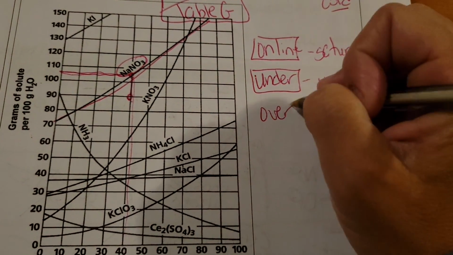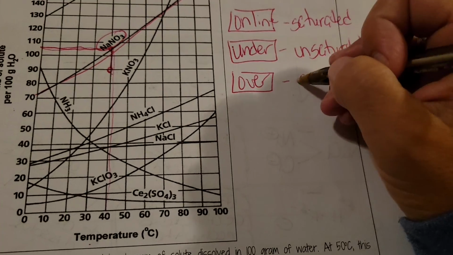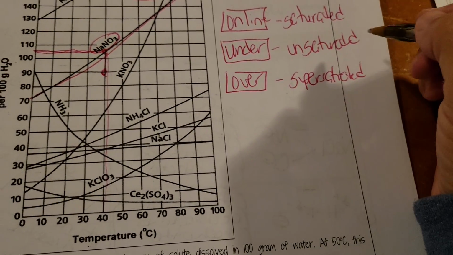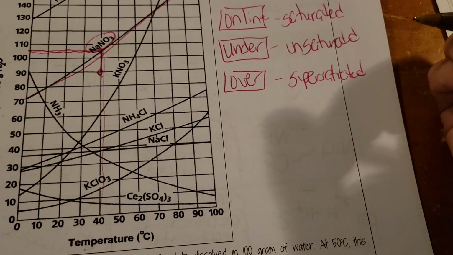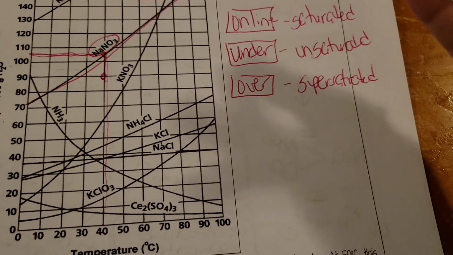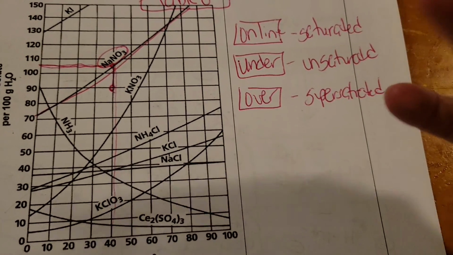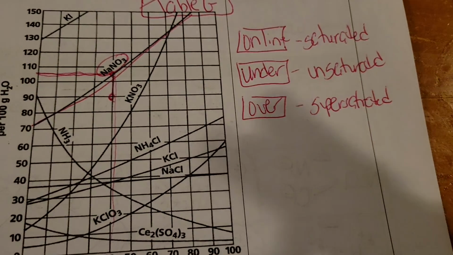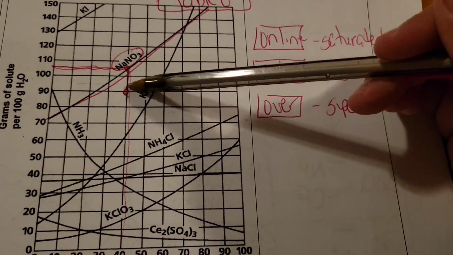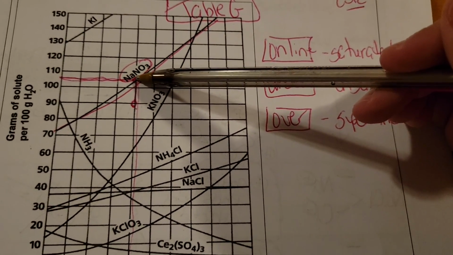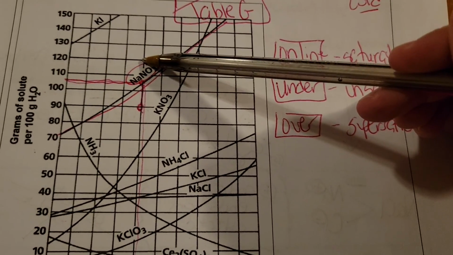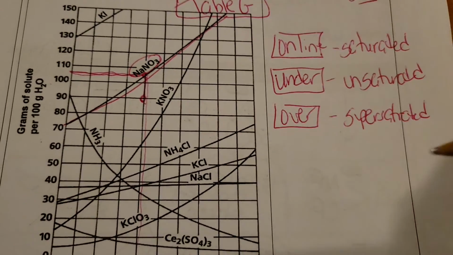And then if I'm over the line, there's a weird phenomenon called supersaturated. And that means that I've actually dissolved more than I can. This is like how you make rock candy or hard candy. You heat it up really high, you can dissolve a lot of sugar, and then as soon as it cools, it starts to crystallize. So that would be if at 40 degrees, I didn't just dissolve 105, I heated it up and dissolved more than I was supposed to, so maybe 120. And as soon as the temperature cools, it's going to drop right out.